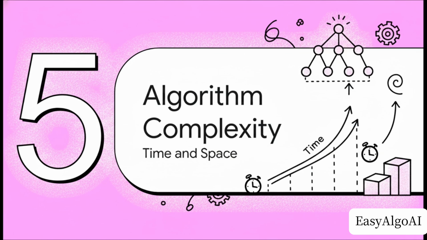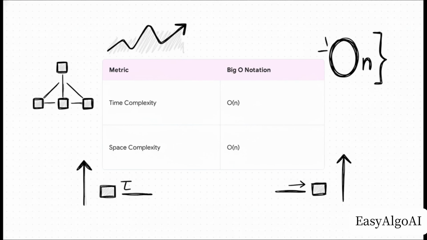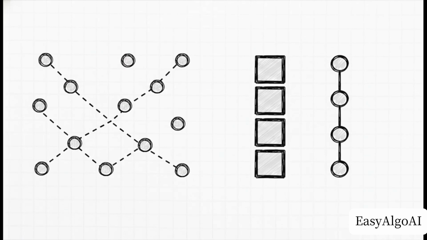Section 5. Algorithm complexity. When we start talking about scale, this approach is actually highly efficient. Both our time and space complexities operate in linear time, which we represent as big O of n. To break that down just a little bit further, n simply represents the total number of nodes in our binary tree. The time complexity is O of n because, in the absolute worst-case scenario, our algorithm has to traverse and check every single node exactly once.